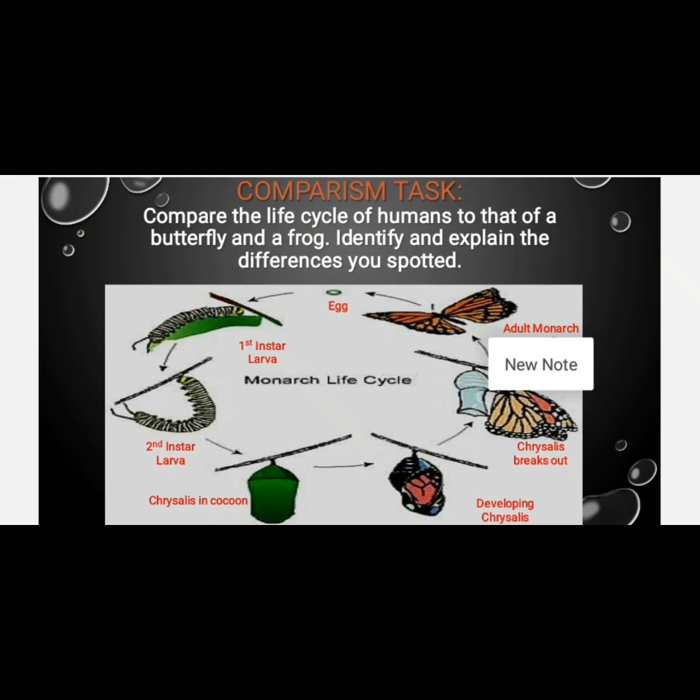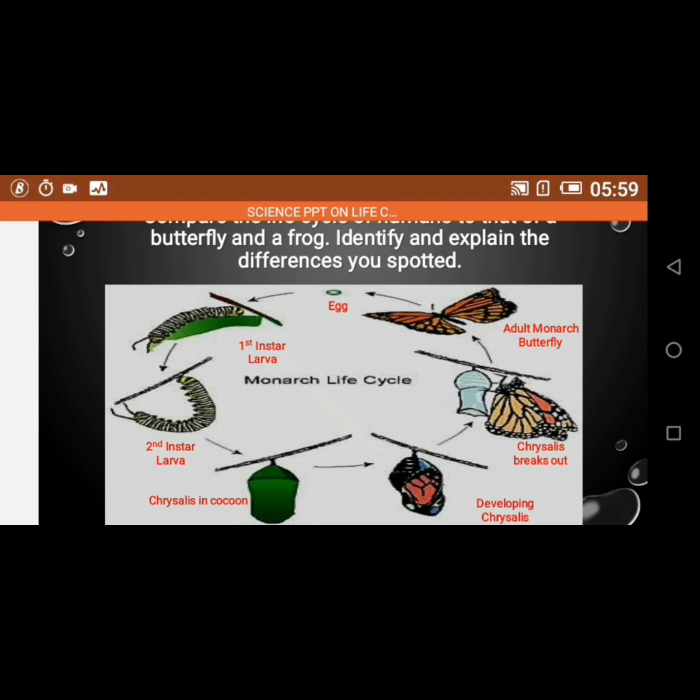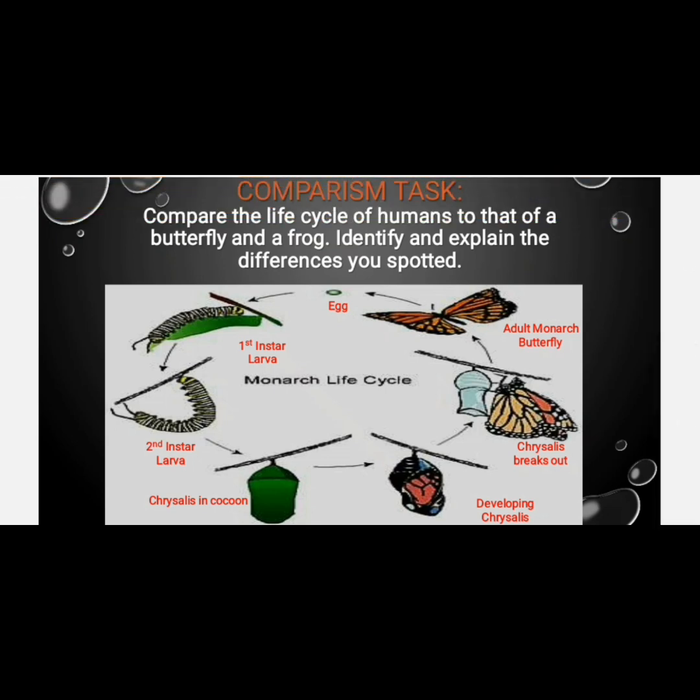So at this stage, it begins to feed on nectar of plants and some other environmental factors, and it will metamorphose into an adult monarch butterfly, and over time it will also lay eggs again, and the cycle continues.